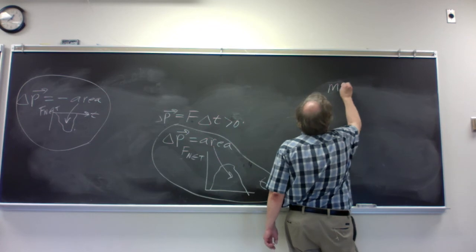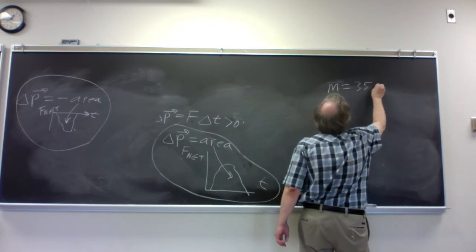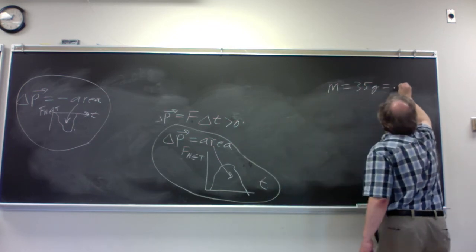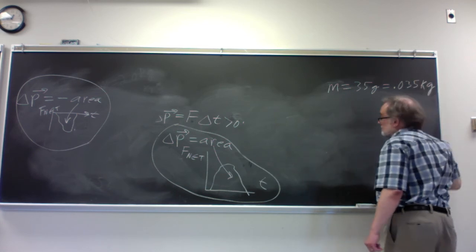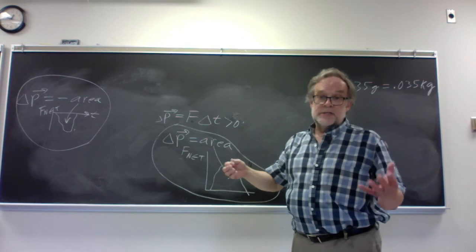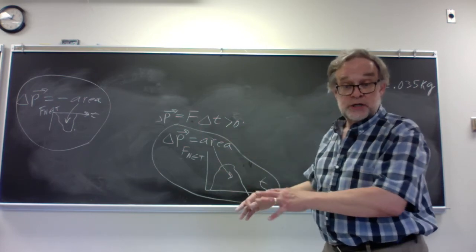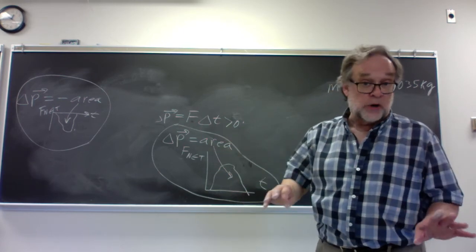Mass of a tennis ball is about 35 grams. That's about 0.035 kilograms. Since we're measuring momenta in kilogram meters per second, we always want to be sure to use masses in kilograms, not grams.